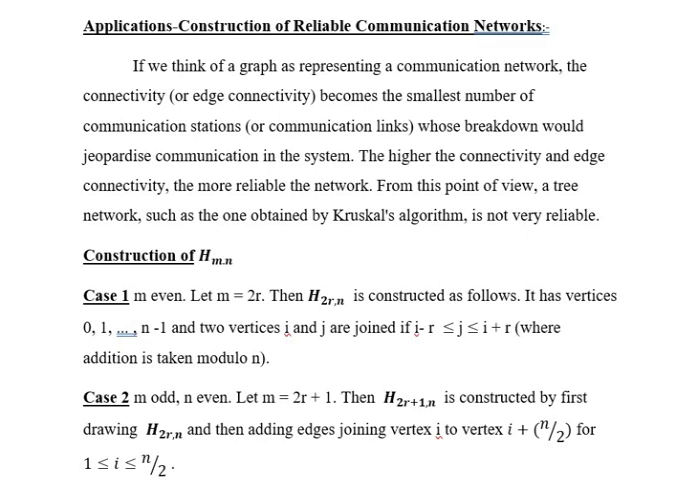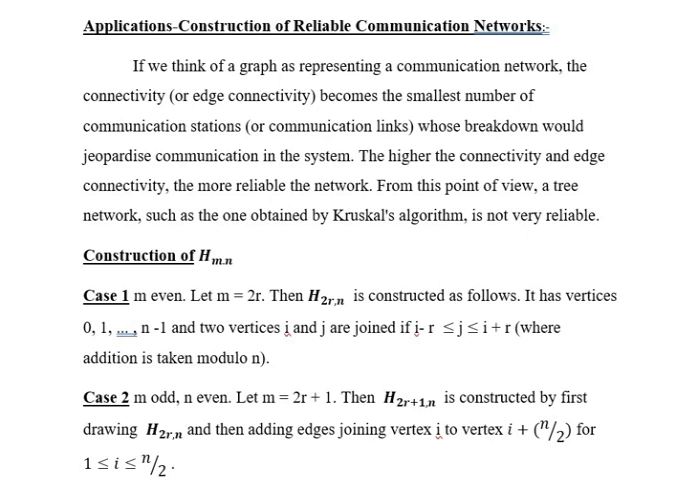The first case is where we consider m as an even number. Then we can write m equal to 2r. Then H2r,n is constructed as follows. It has vertices from 0 to n minus 1, and 2 vertices i and j are joined if i minus r is less than or equal to j, which is less than or equal to i plus r, where addition is taken modulo n. In case 2, we will consider m as an odd number and n is even.